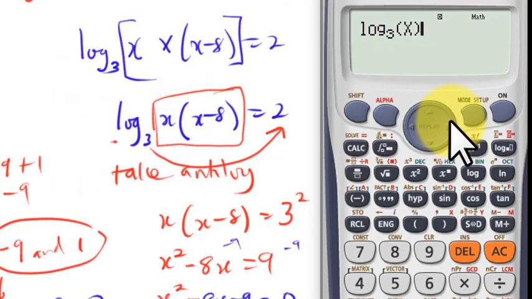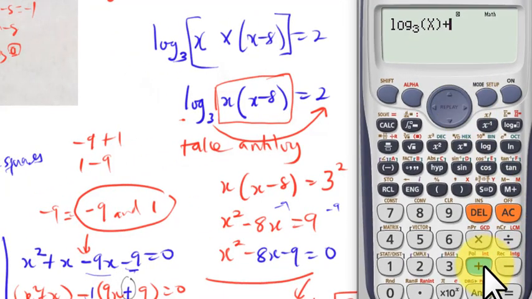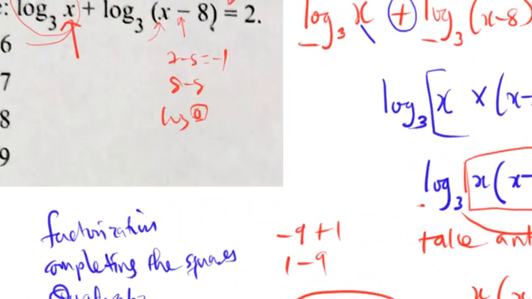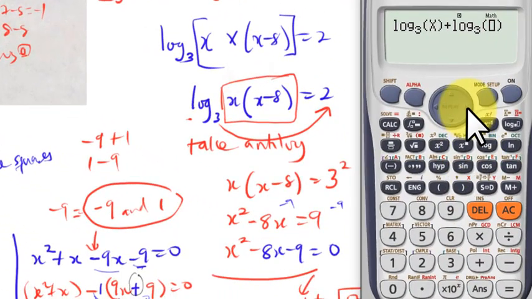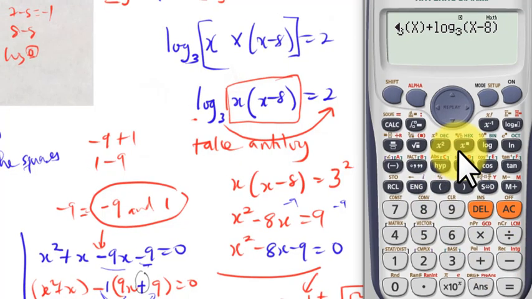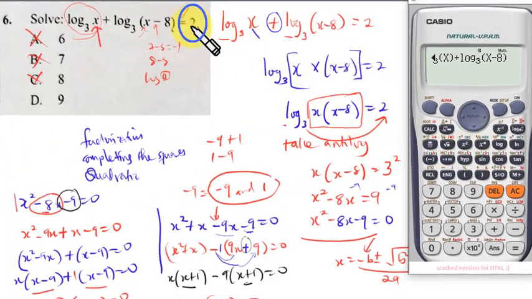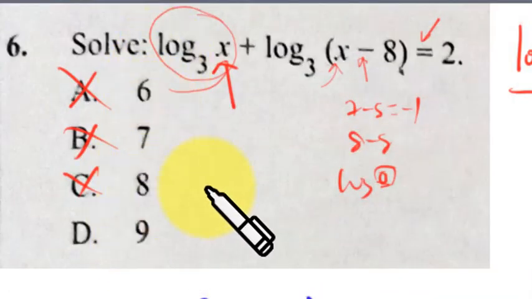I'll press on the right cursor key, it moves it out, and I'll type plus, then another log again, base 3, press on the right cursor key. Now you type alpha x minus 8. Okay, I'm not going to type the left hand side, I'm just going to evaluate this at these options and note which of these will give me 2.